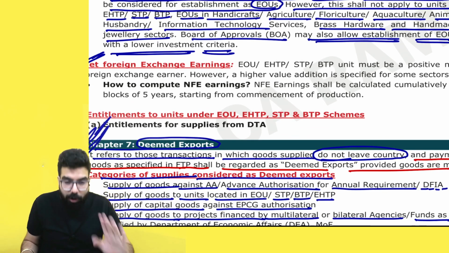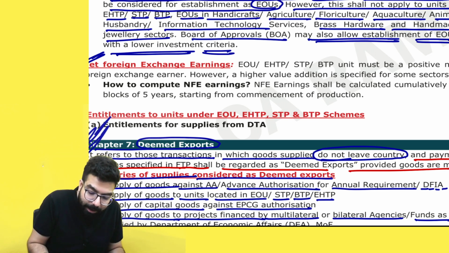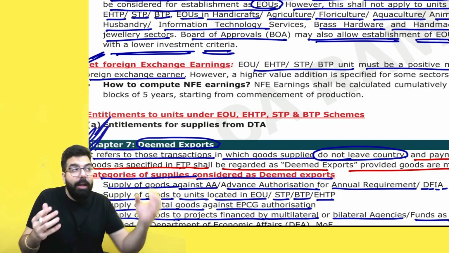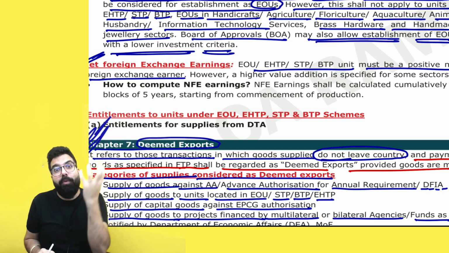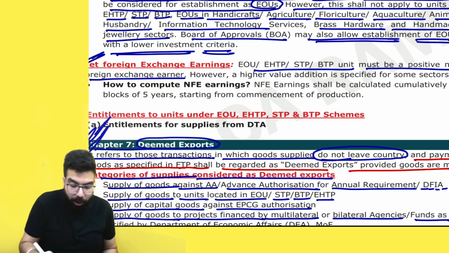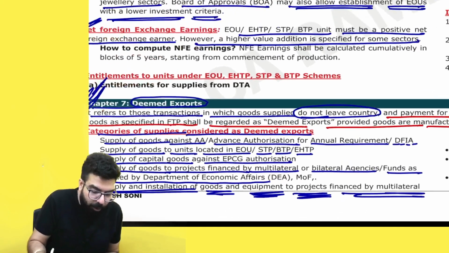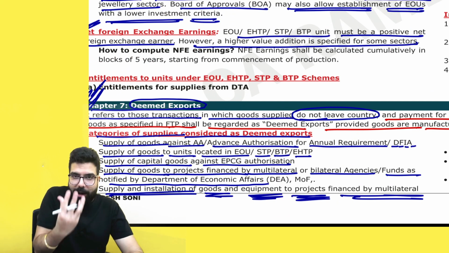Remember one thing, when you are set up in an EOU, EHTP, STP, BTP, etc., they are telling you must be a positive net foreign exchange earner. It means your export earnings should be more than your imports. Your FOB value should be more than your CIF value. And they are telling, however, a higher value addition is specified for some sectors. Means they have gone ahead and told for some sectors a value addition criteria also.